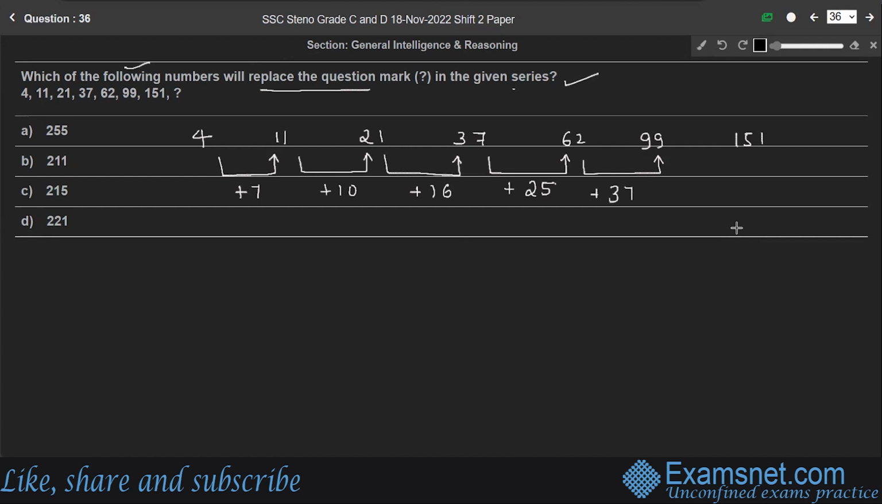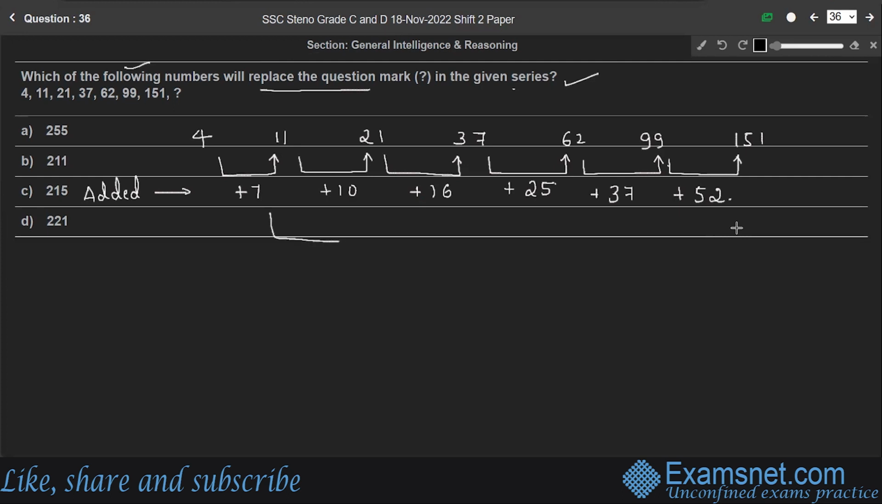Am I right? Yes, 37 plus 62 is equal to 99, and 99 plus a number, which is 52, right? 99 plus 52 is 151. So these are the numbers added to get the next number: 7, 10, 16, 25, 37 and 52 are the numbers to be added to get the next number, right?